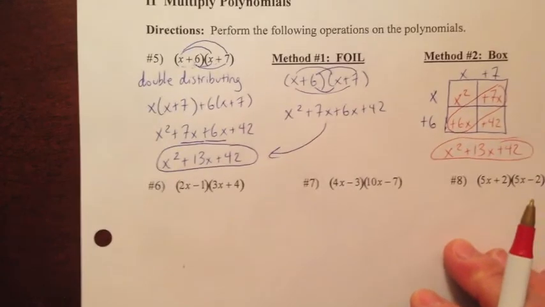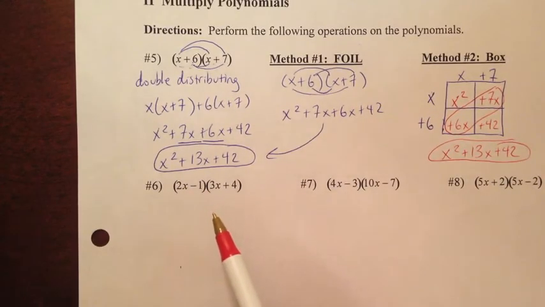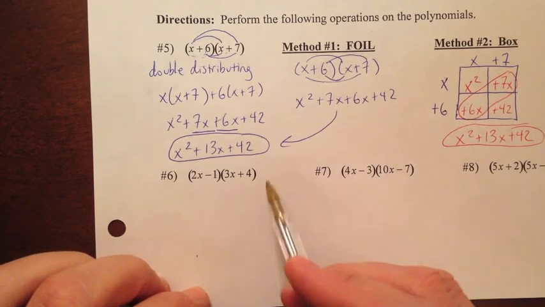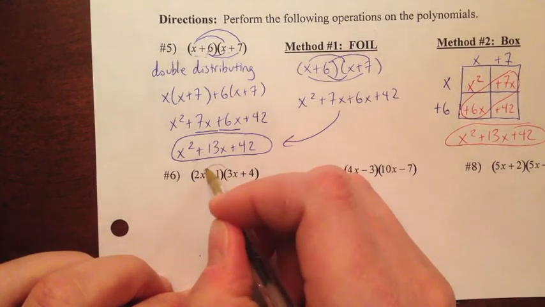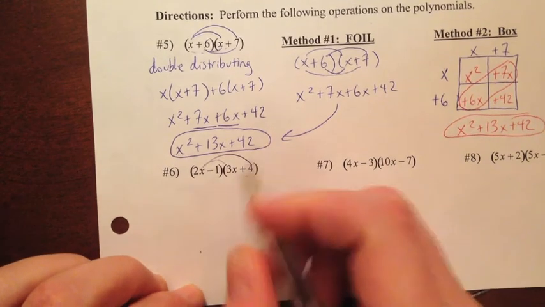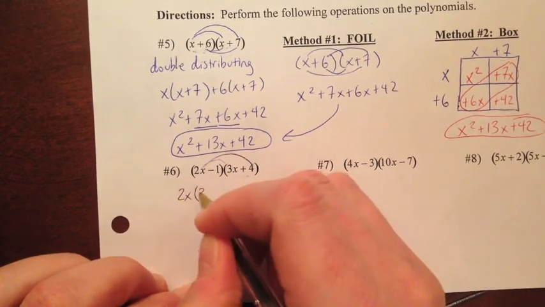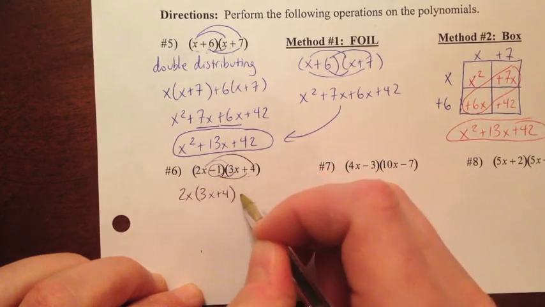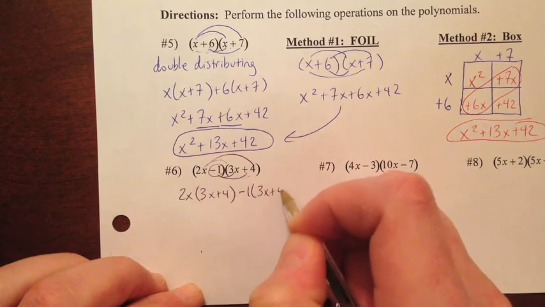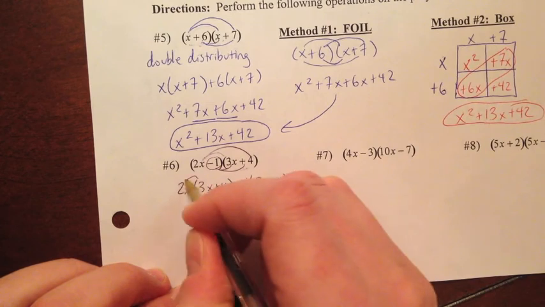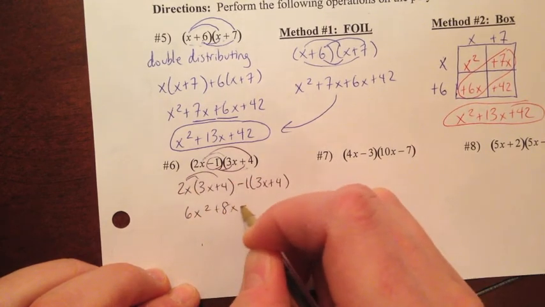For me, what I'm going to be doing is just double distributing. Okay, and after you do this a few times, you can start to skip some steps. And what I mean by that, so let's take number 6 here for example. I'm going to do 2x times this set of parentheses right here. So I'm going to do 2x times 3x plus 4. And then I'm going to take minus 1 times 3x plus 4. Now I'm going to distribute that, so I get 6x squared plus 8x minus 3x.